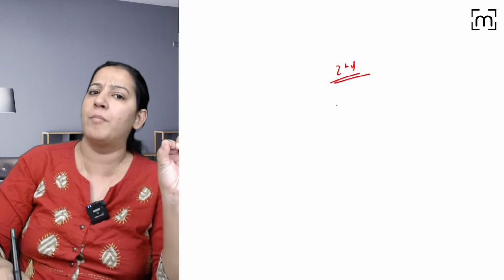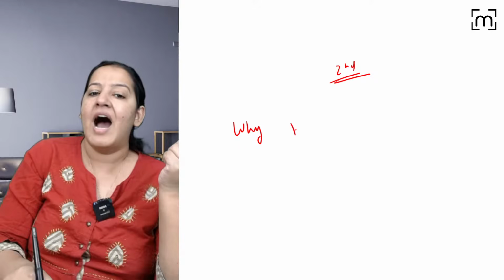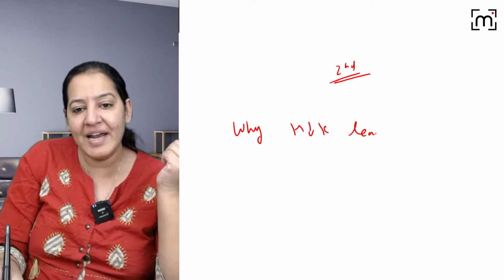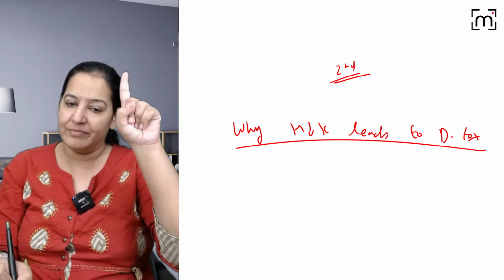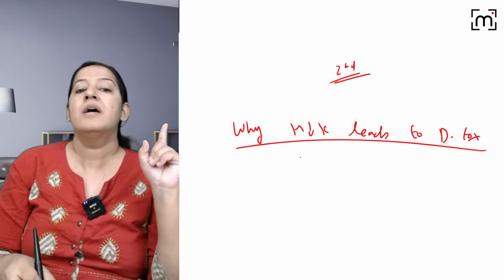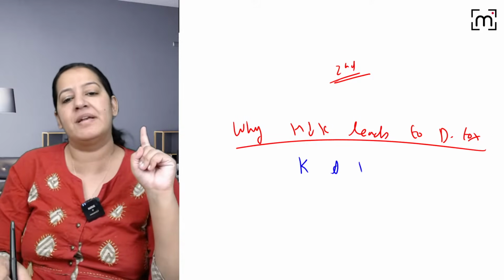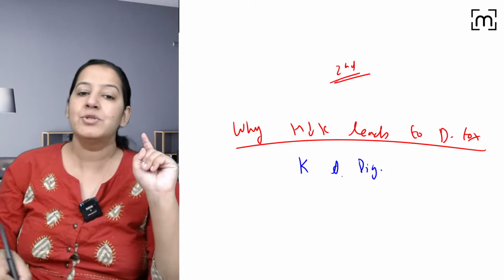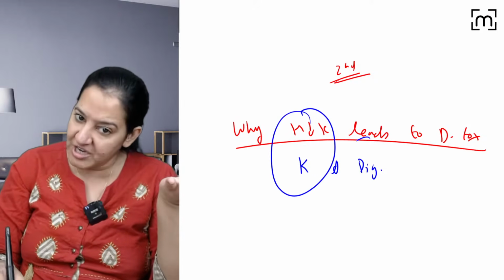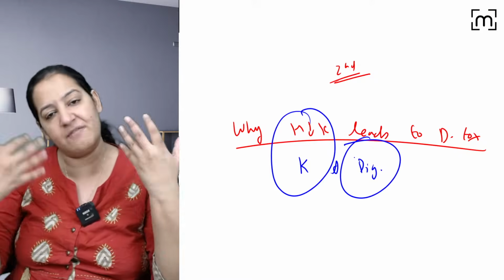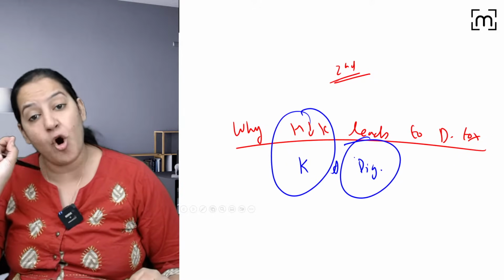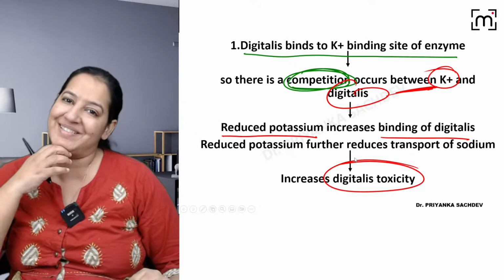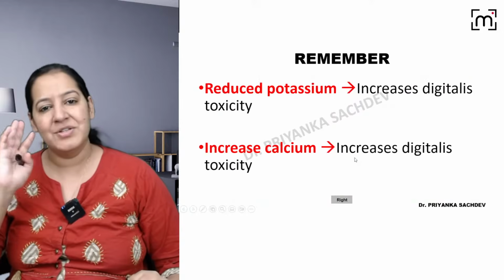In the second Prof University exam, this question is very common: why does hypokalemia lead to Digitalis toxicity? Please explain in one line. You have to simply give the answer. There is a competition between potassium and Digitalis to go inside. So if there is less potassium, more Digitalis will go inside, and it will lead to Digitalis toxicity. Give me a thumbs up. So this is a very commonly asked question in Prof University. Got it? You got it? So this is the thing.